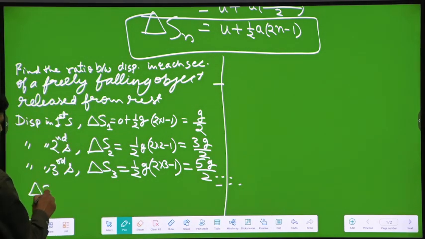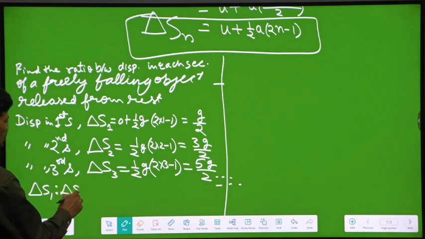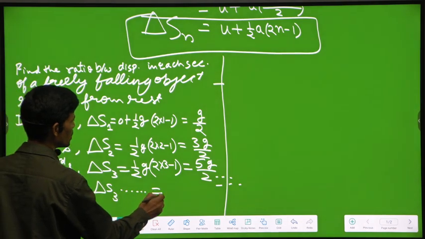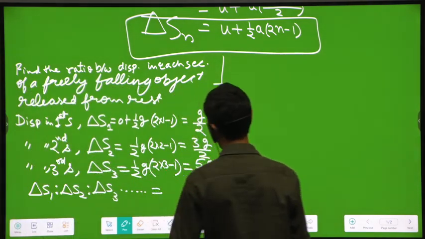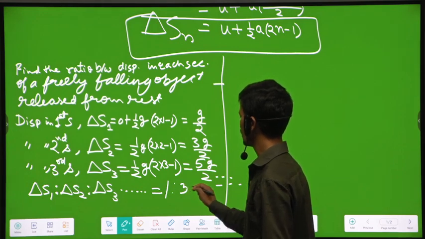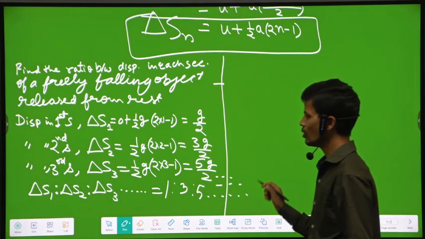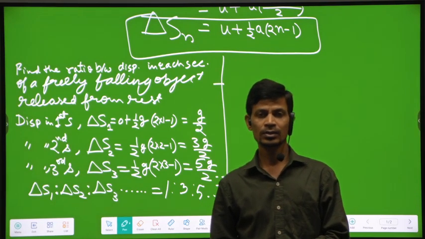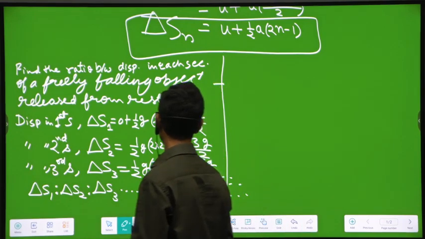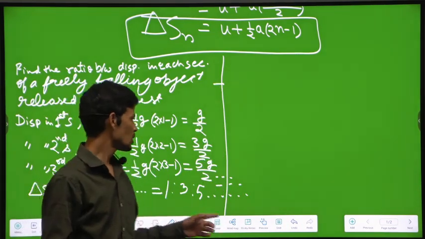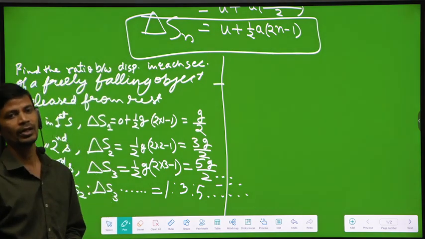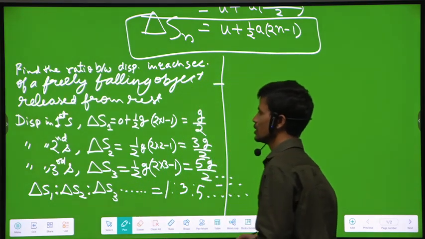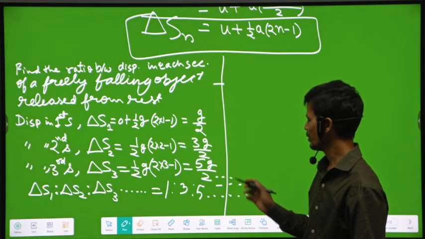So delta S1 is to delta S2 is to delta S3 and so on, if we take the ratio of all of these, it will be 1 is to 3 is to 5 and so on. That will be an odd number multiple of g by 2, and this ratio is called Galileo's odd number ratios. Galileo actually observed this, so remember it.